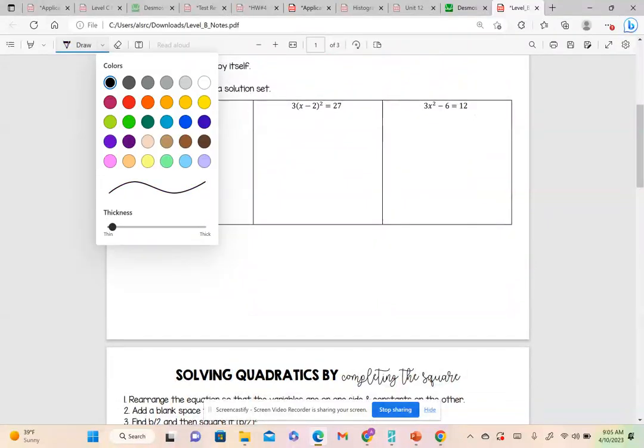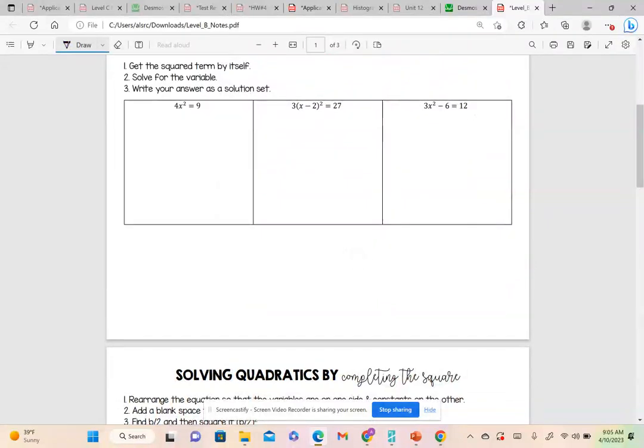Make sure that the square is by itself, and then solve for the variable, and then simplify it. So I need to divide by 4. So I now have x squared equals 9/4. Now I need to take the square root of both sides. Remember to take the square root with a plus or minus. So this becomes x, not x squared. x equals plus or minus the square root of 9/4, which can be simplified to plus or minus 3/2.